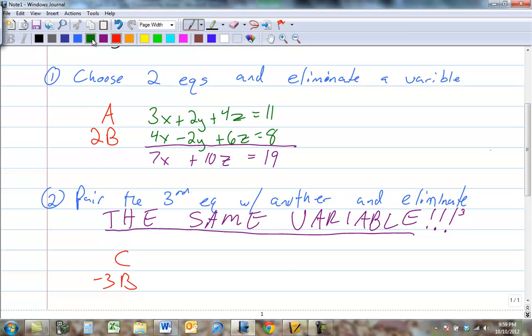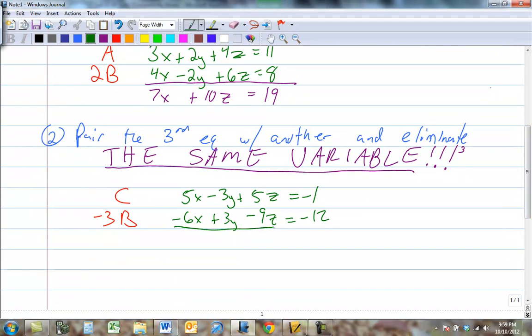All right, so C remains the same. It's going to be 5x - 3y + 5z = -1. But -3B is going to be -6x + 3y - 9z = -12.